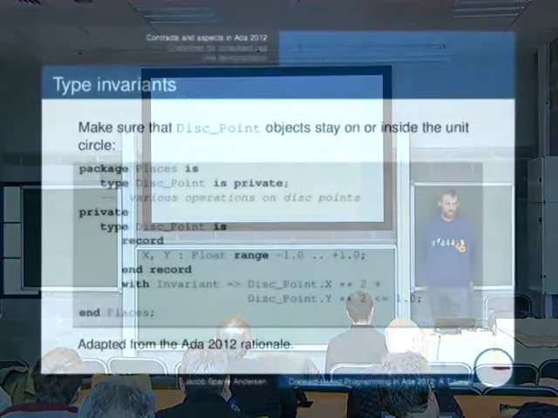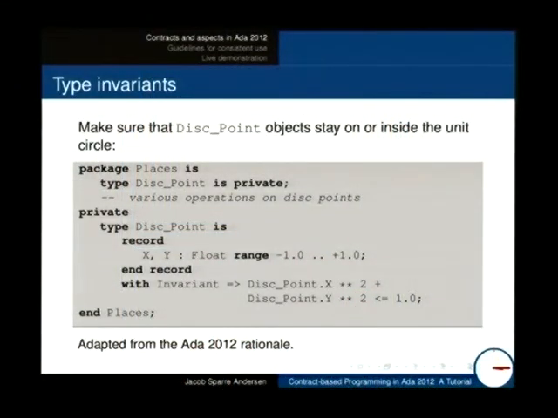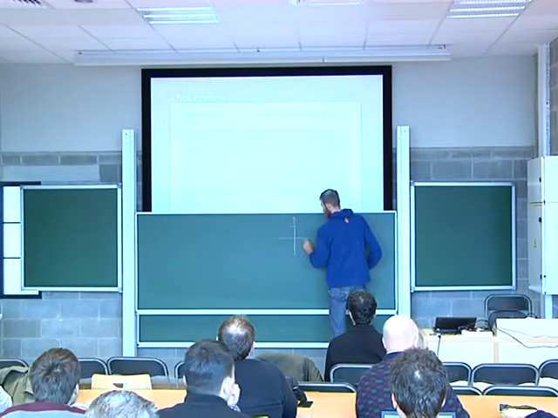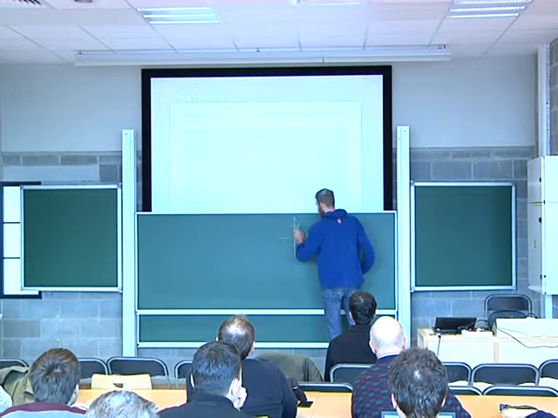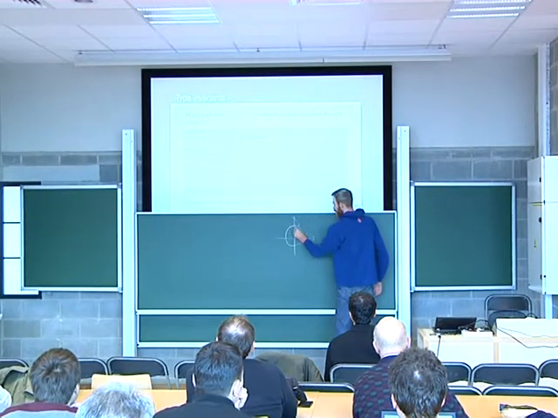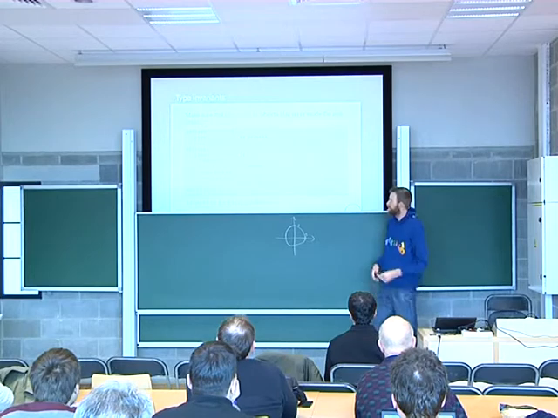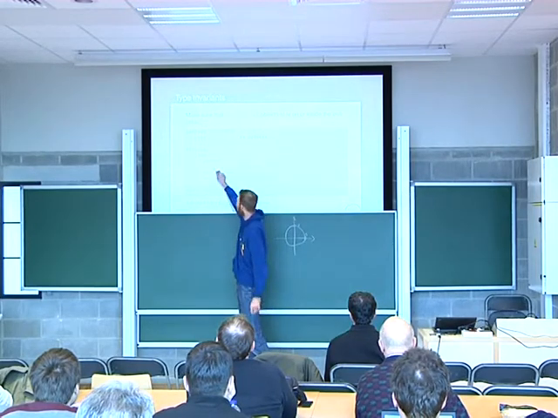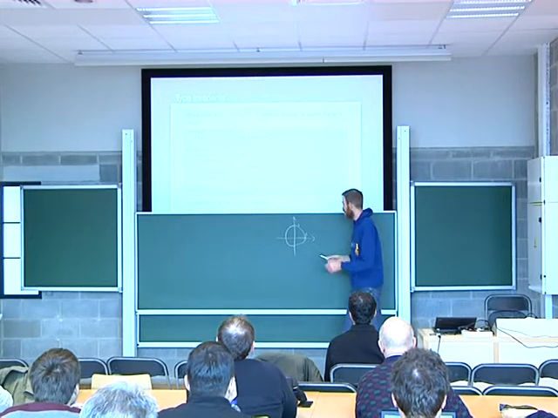That was pre and postconditions. Then type invariants. This is an example I've adapted from the Ada 2012 rationale. Imagine you want to have a type able to represent points on the unit circle. I was a mathematician once. So for points, we can start by just saying, well, we do it in rectangular coordinates.